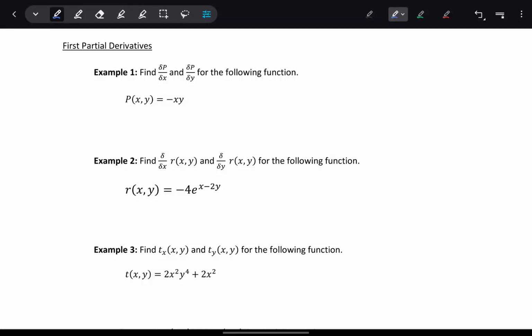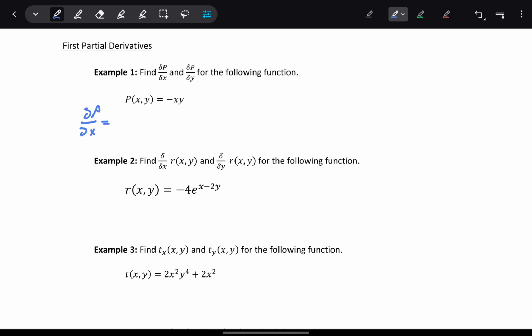In examples 1 through 5, we want to find the first partial derivative of the given function, first with respect to x and then with respect to y. We're mixing in different notations throughout the problems just to keep ourselves familiar with those different ways of asking for that, but every problem is asking for the same thing.